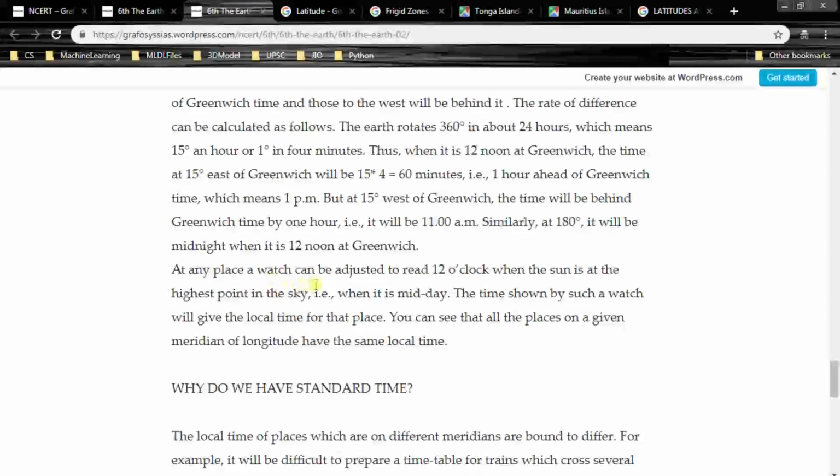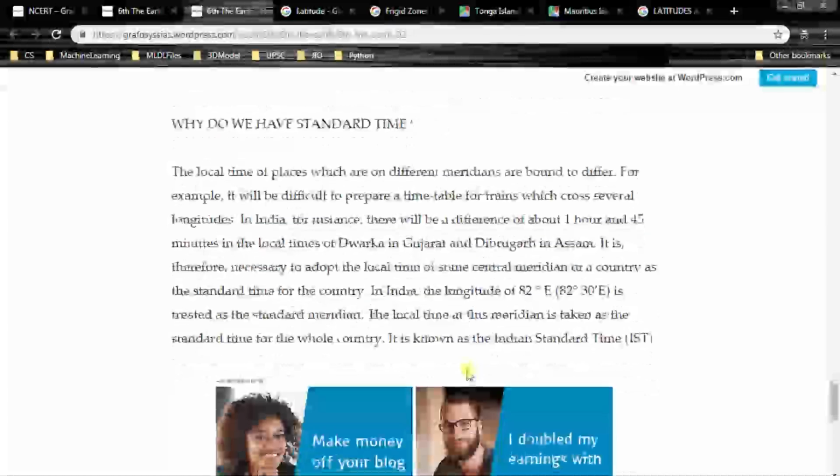At any place, a watch can be adjusted to read 12 o'clock when the sun is at the highest point in the sky, that is when it is midday. The time shown by such a watch will give the local time for that place. You can see that all the places on a given meridian of longitude have the same local time. So that is the thing we just discussed.